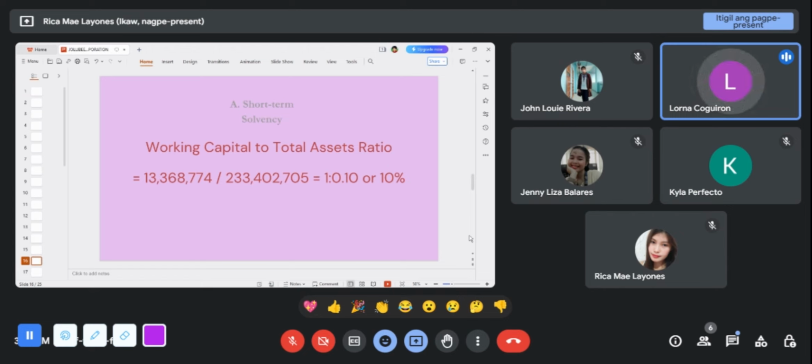Working capital to total asset ratio: 13,368,774 divided by 233,402,705. The working capital to total asset ratio is 10%, which indicates that for every $1 of total assets, the company has $0.10 of working capital. This means that 10% of the company's total assets are represented by its working capital, which is the difference between its current assets and current liabilities.